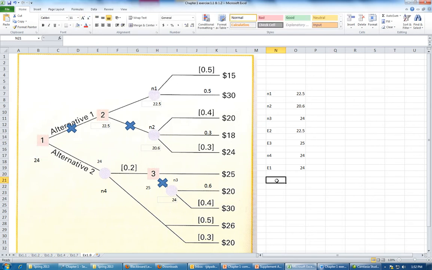Okay, we can summarize that. The best alternative is alternative 2, which has an expected payoff of $24. So that is example 1.8. Okay, for example 1.9.